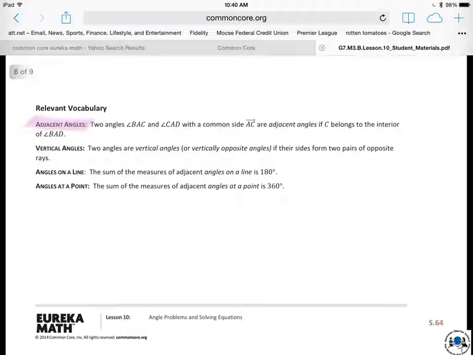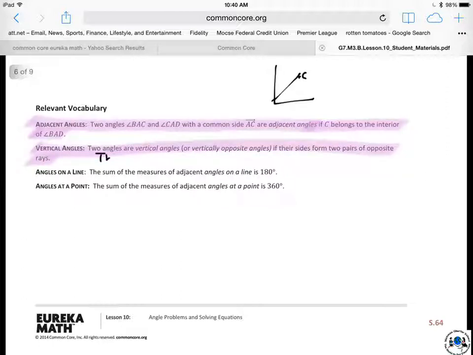Adjacent angles: two angles with a common side. They're adjacent if C belongs to the interior of angle BAD. Of course, it means something like this, and then C was right over here, point C. If this were the case, they are adjacent. Vertical angles: two angles are vertical if their sides form two pairs of opposite rays. What's really important, of course, is that they are equal. Vertical angles always have equal measurements.